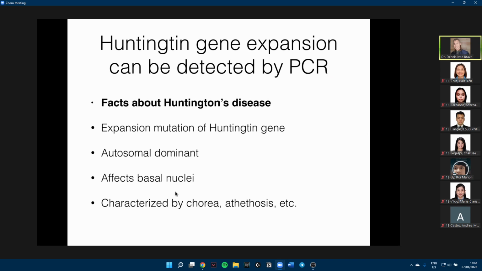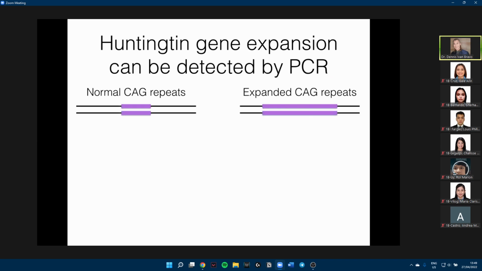This disease affects the basal nuclei or ganglia. If you remember in your anatomy, the basal nuclei is a mass of gray matter embedded in the white matter of the cerebral cortex, and it is responsible for modulating your motor movement. Thus, if there's a lesion affecting the basal nuclei, like in Huntington's, it will be characterized by excessive movement, such as chorea and athetosis. So how do we use PCR to detect it?